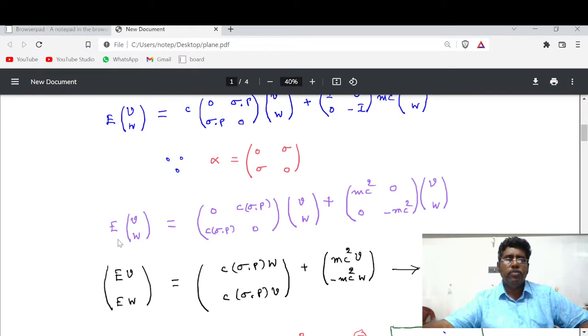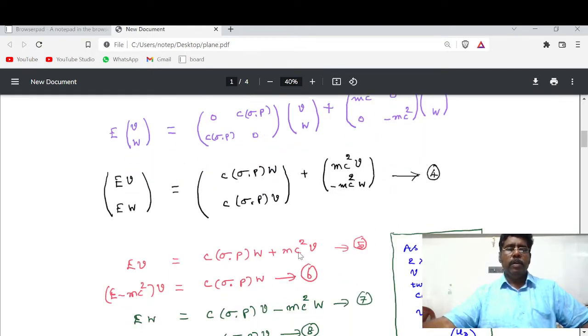Now the above equation is modified as E into V, W equal to [0 c sigma dot p; c sigma dot p 0] V, W plus [mc squared 0; 0 minus mc squared] V, W. If you make the matrix multiplication, E into V, W: this is 0 into V plus c into sigma dot p into W, so the first term is c sigma dot p W plus mc squared into V plus 0 into W. Then 0 into V minus mc squared into W. So we can have this matrix.